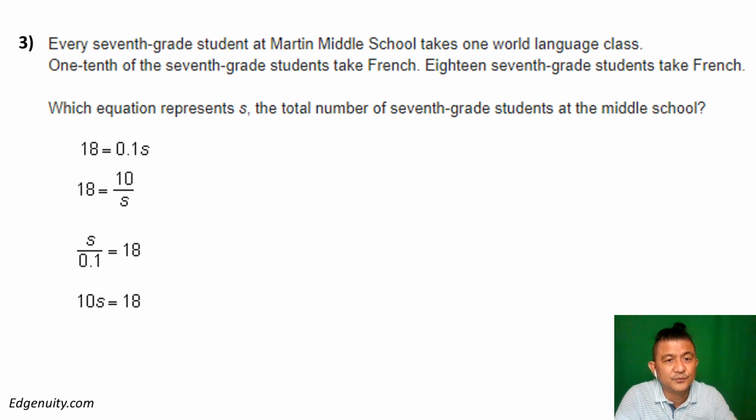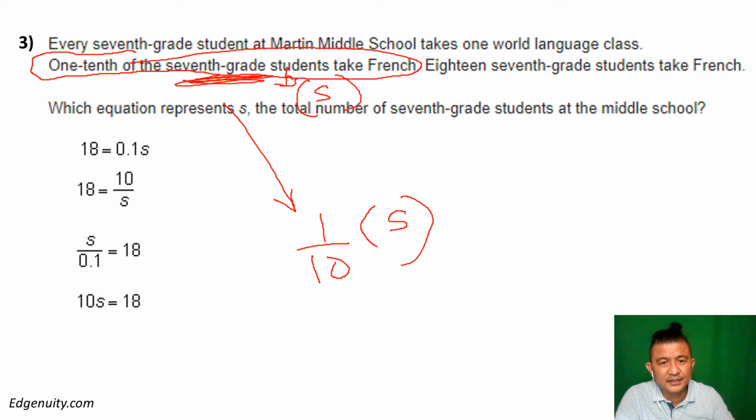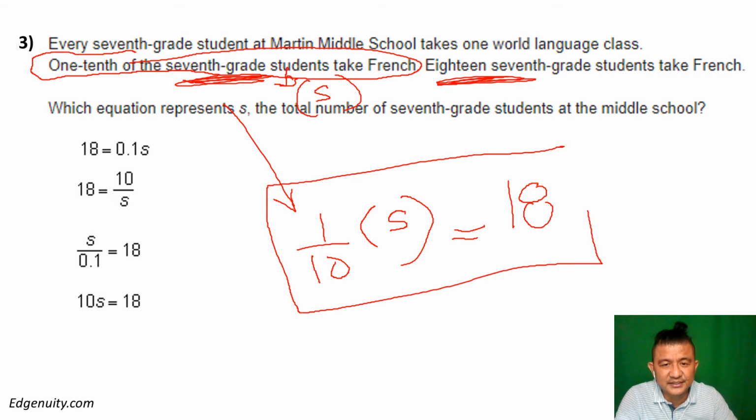Okay, let's analyze first. 1/10 of the 7th grade take French. Do you know how many 7th graders there are? We don't know. So let's see. 1/10 of the 7th graders. Let's use the 7th graders as S. All right. 7th graders are the S. 1/10 of the S. And then it says 18. And all of this is equal to 18. All right. We want to see an equation that looks like this.